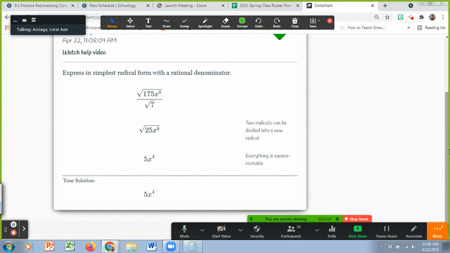How did you get x to the 4? Oh, because if you divide 8 by 2, you get a 4. Right? 8 divided by 2 is 4. So if it's an exponent, you just divide it by 2.